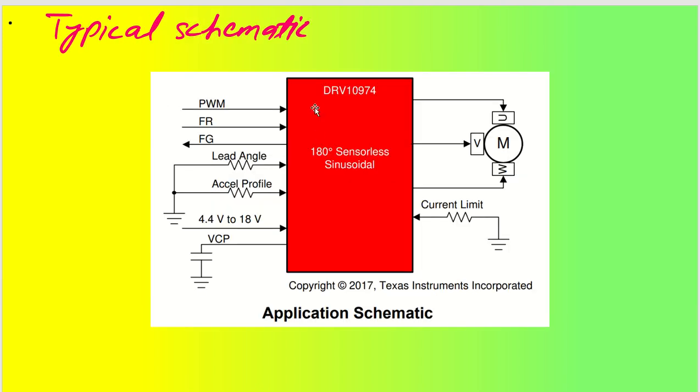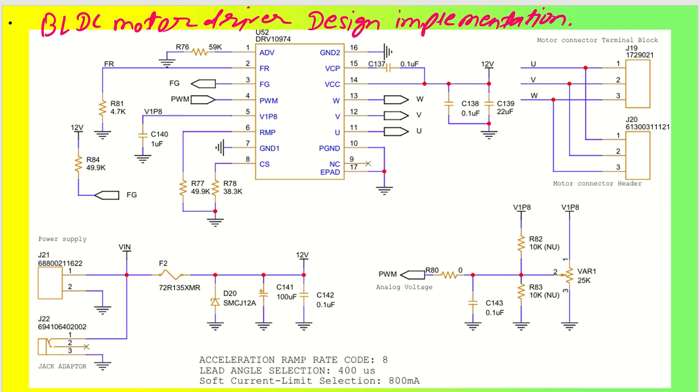So we have already seen the typical schematic that was there, and now we will try to design this particular circuit based on the requirement. Before that, we will try to understand what can be done to handle all these jobs, like lead angle, acceleration profile and voltage supply, all these parameters.